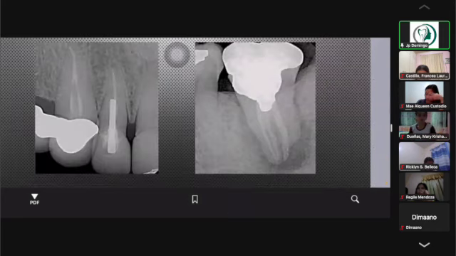The perforation of the root due to improper placement of posts. Did you see the post there? And then the radiolucency now surrounding the apices of the mandibular molar. Okay? So those are the cases where we can do surgical endodontics.